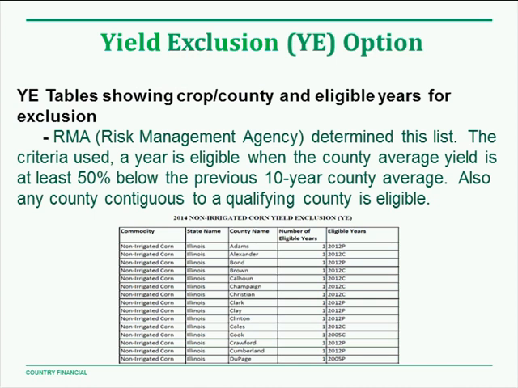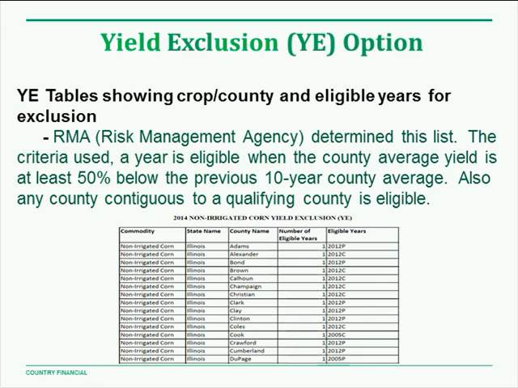So those tables that were included were determined by RMA, and that determination was made by using the criteria of the year eligible would be when the county average is at least 50% below the previous 10-year average, and those would be considered primary counties. Then any contiguous county to those primaries would also be on the eligible list.